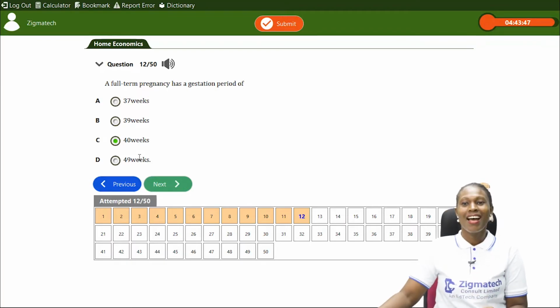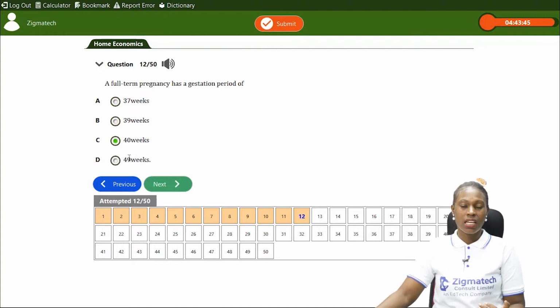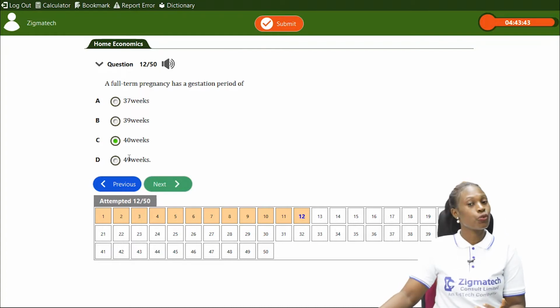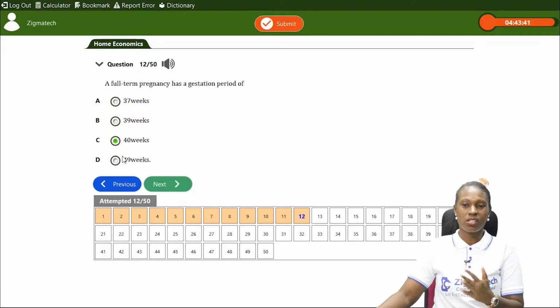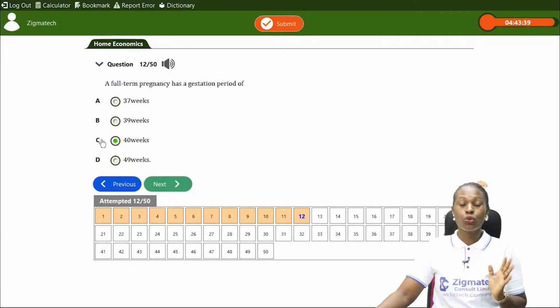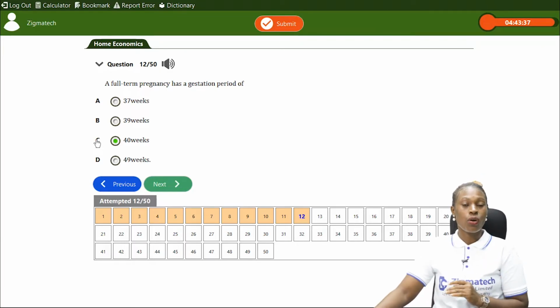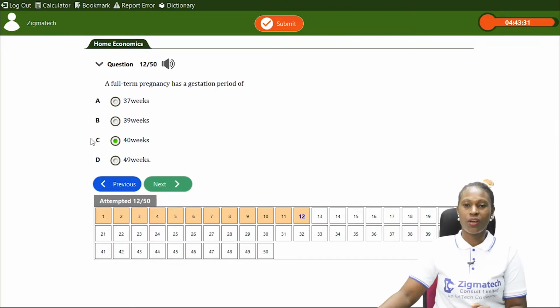Yes, a woman that is pregnant can actually put to bed from the 37th to 39th week, but a full-term pregnancy or gestation period goes for 40 weeks, and I think about 6 days to go. All right, so let's look at the next question.